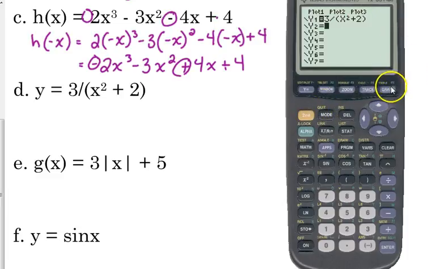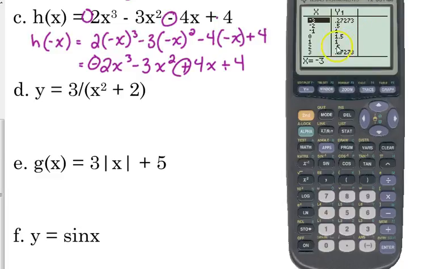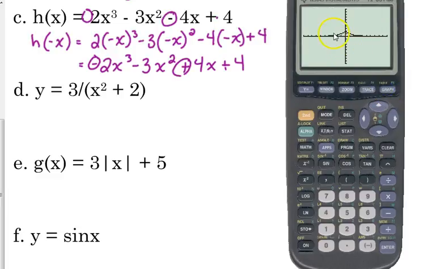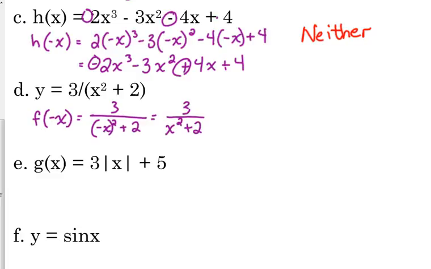Let's look at a graph. And the winner is even. Look at the table just to be sure. It is symmetric. Opposite x values have the same y values. And then we could also plug in negative x to confirm it a third way. And squaring the negative x is the same as squaring positive x. So it is the exact same original function. So this is an even function.